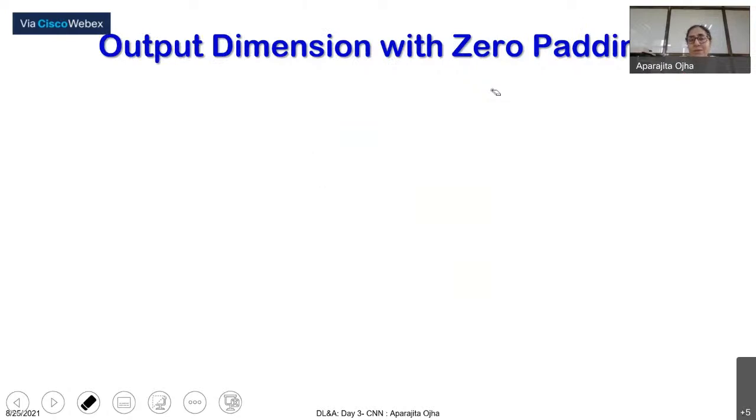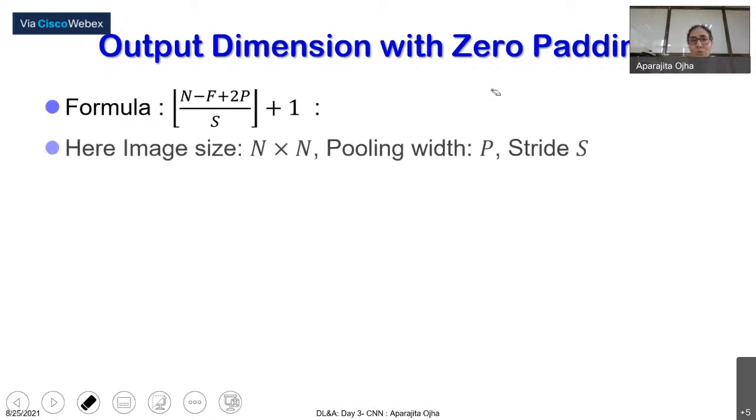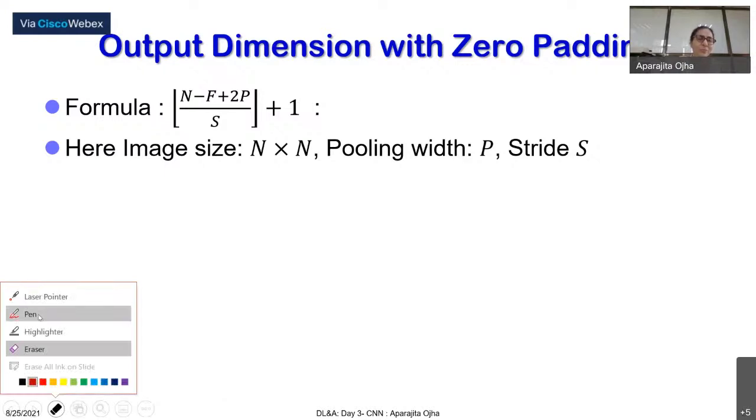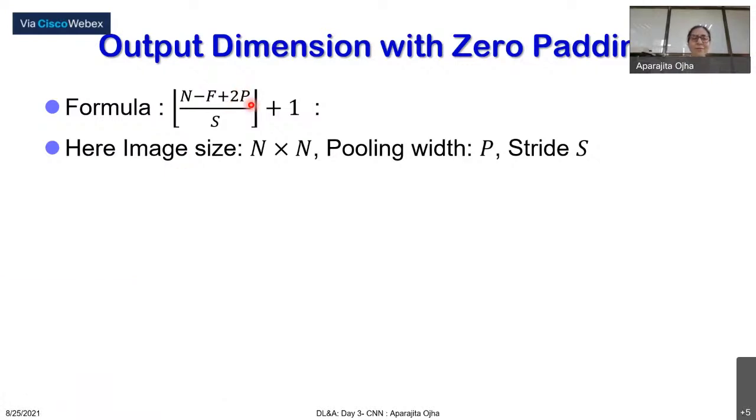Output dimension in the case with zero padding, let us see what happens. Suppose you have a padding of 1 on both sides, so it is padded on left and right. Therefore, we have chosen padding 2p, that is, the size of the image which was n becomes n plus 2p. So it is n plus 2p minus f divided by the stride, the greatest integer contained in that, plus 1.